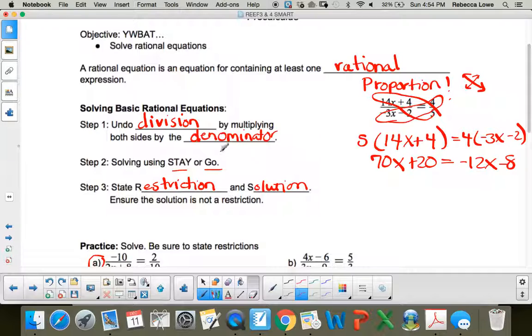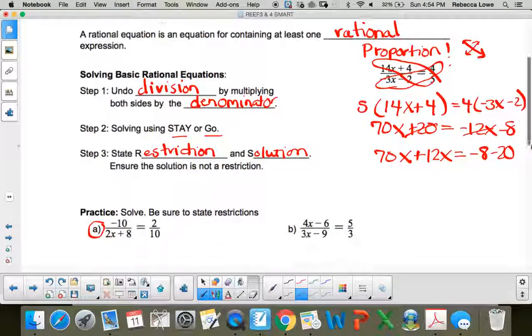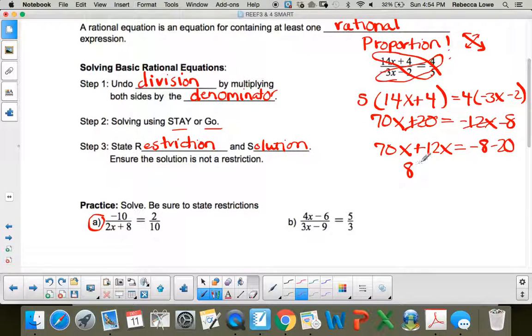So I have this method called stay and go that I teach my algebra kids. Basically, I'm going to get the variables to one side. The 12x is going to go to the other side, so it switches signs. The negative 8 is going to stay, so it keeps its sign. And the 20 is going to go, so it switches its sign. So I call this the stay and go method. So I have 82x equals negative 82, so x would be negative 1.